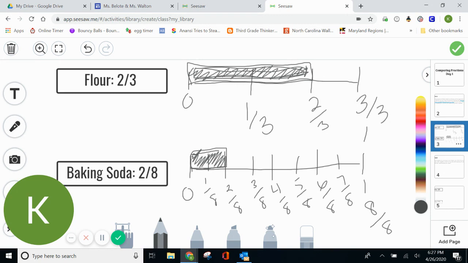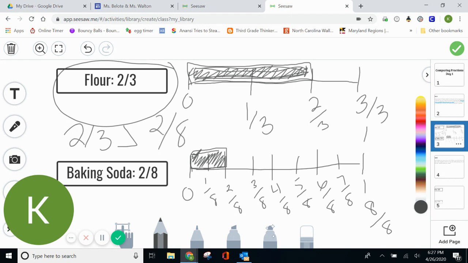Now that I can see 2/3 and 2/8, I know for a fact that Miss Belote is going to be using more flour than she is going to be using baking soda. I'm going to write that out as an equation. 2/3 is greater than 2/8. Let's try another problem.